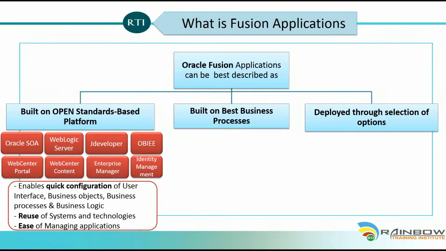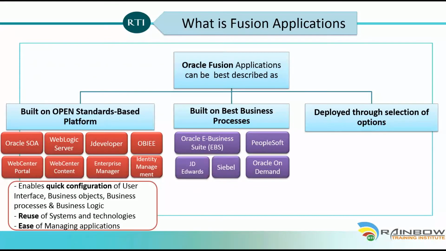And also it's built on the best business processes. What do you mean by that? When Oracle started implementing Fusion applications, Oracle had a legacy application, Oracle E-Business Suite, right? Along with that, Oracle also bought PeopleSoft, JD Edwards, Siebel, Oracle On Demand, the CRM. Oracle brought all these applications together and took out the best of the processes from each individual application, and based on all those best processes, they built the Fusion applications. That's the beauty of Fusion.